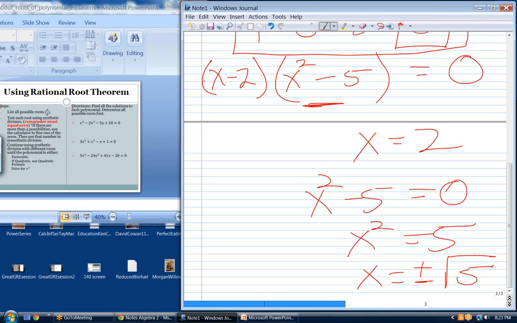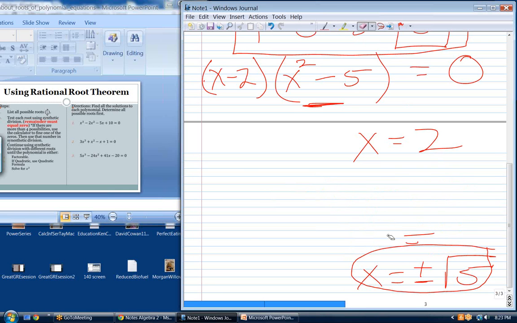So, what are my 3? Well, you know what they are. It's x equals 2, or x equals plus root 5, or x equals minus root 5. Notice that my irrational solutions came in pairs, as they always should. It's irrational because it's root 5.